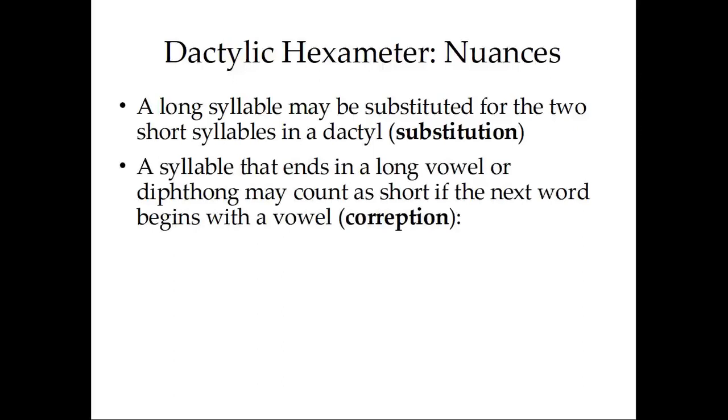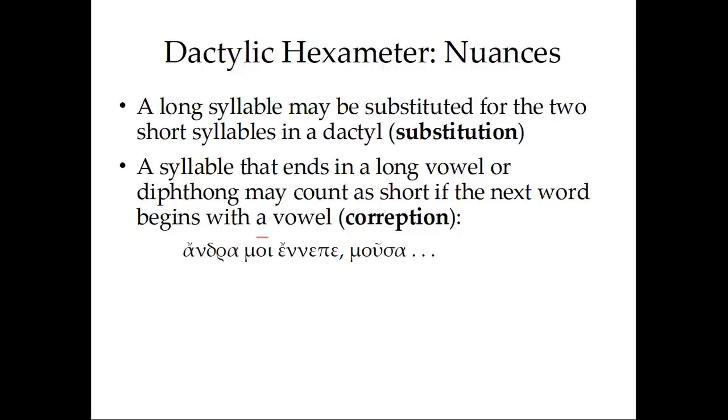We also see a syllable that ends in a long vowel or diphthong may count as short if the next word begins with a vowel. This is called correption, and we need to look at an illustration of this. So we actually see this in the first line of the Odyssey. Andra moi ennepe Mousa. You probably wondered why, if you listened carefully, the person did not pronounce moi as long.